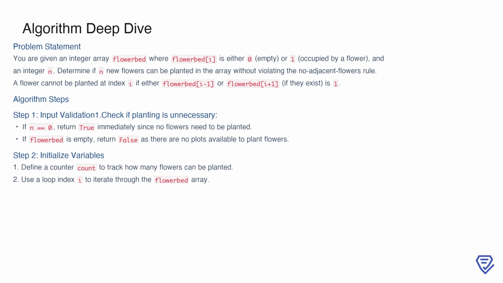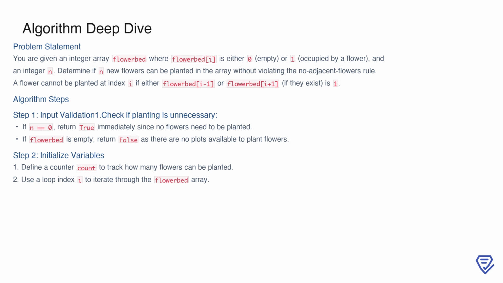To solve this problem, we are tasked with determining if we can plant n new flowers in a flower bed array without violating the no adjacent flowers rule. The rule states that you cannot plant a flower in a position if either the left or right neighboring plot is already occupied. To begin, the first step is to validate the input. If n is 0, there's no need to plant any flowers, so we can return true immediately. Conversely, if the flower bed array is empty, it's impossible to plant anything, so we return false.